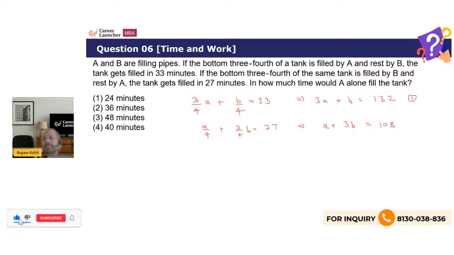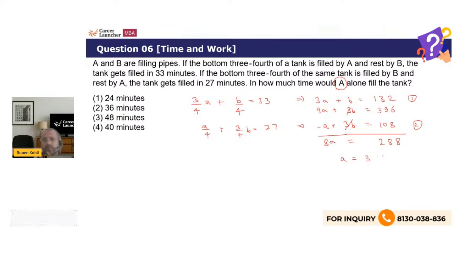First and second equation, simple problem, just solve the linear equations, get the answer. We want A alone, so eliminate B. Let's multiply the first equation by 3 to eliminate B. So this can be written as 9A plus 3B is 396. Perfect. So subtracting, 3B cancels and 9A minus A gives 8A, and 396 minus 108 is 288. So I'm getting A as 36 minutes.